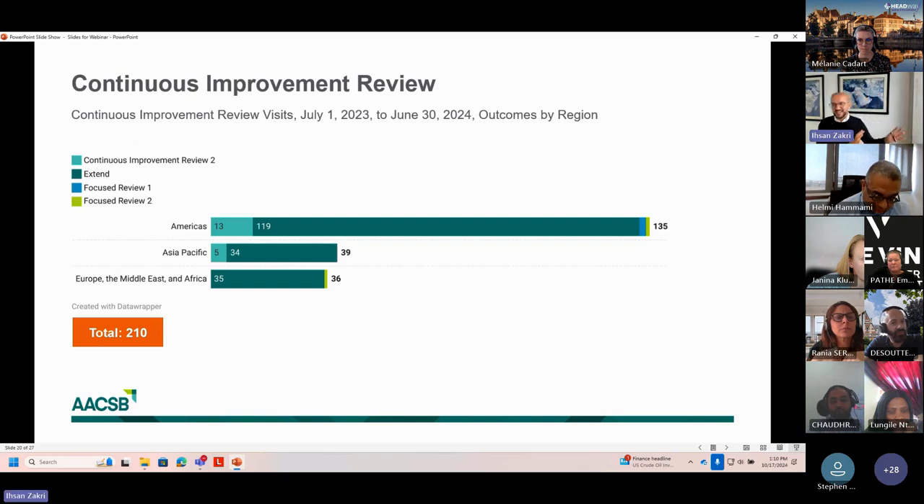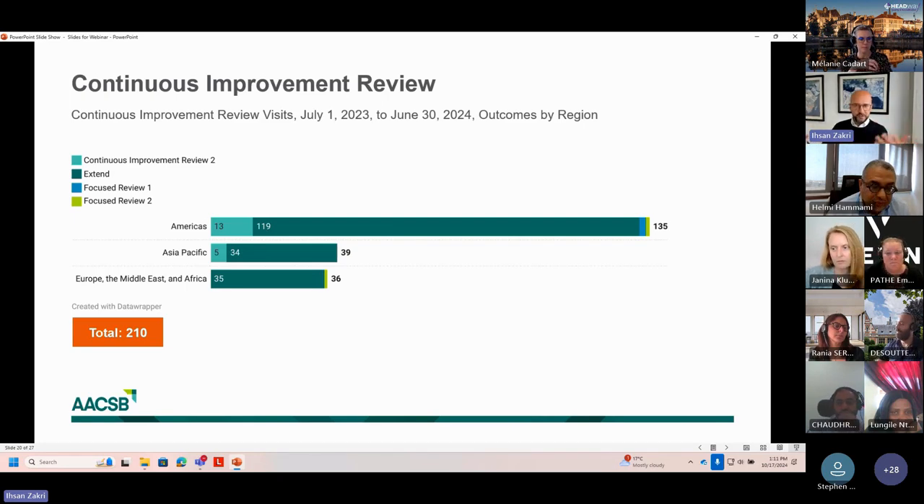visits, accreditation visits. So as you look here, we look at how many schools went through the continuous improvement review. So schools went through CIR, so that's accredited, going through re-accreditation. We looked at the major regions, Americas, Asia Pacific, and EMEA, because this is how we always look at our regions. That many visits, so there were 210 accreditation visits, imagine that. This is how it's divided in terms of number. So we have 135 for the Americas, logically, we have the highest number there, 39 and 36.